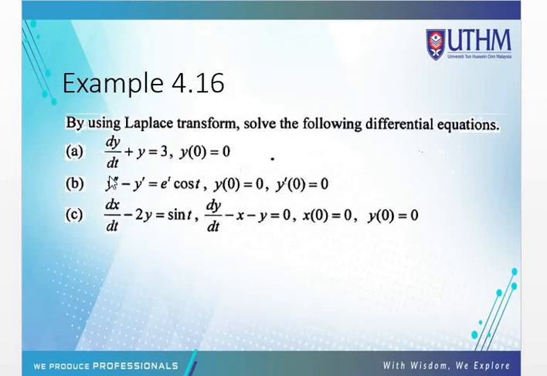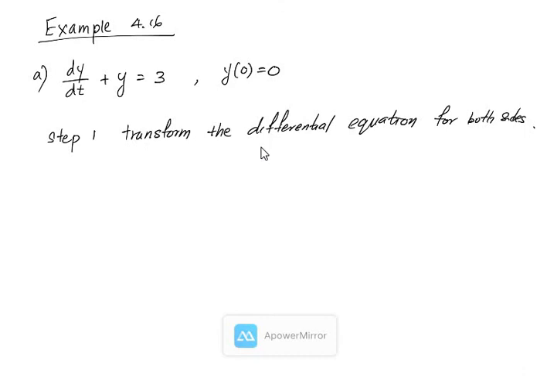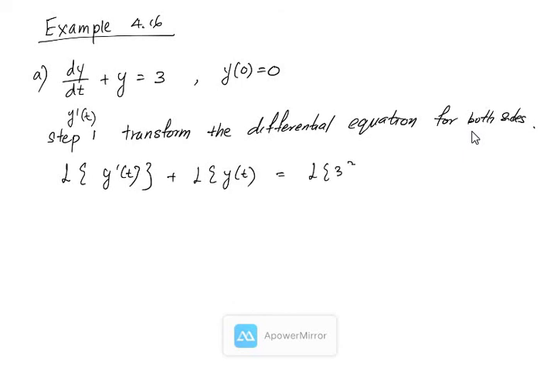Here, let's look at the example. Solve the following equations using the method for constant coefficients. Let's look at them one by one. The first question is dy/dt plus y equal to 3, if the initial condition is y(0) equal to 0. The first step is to transform the differential equation on both sides. So we take the Laplace transform: the Laplace transform of y'(t) plus the Laplace transform of y(t) equal to the Laplace transform of 3.